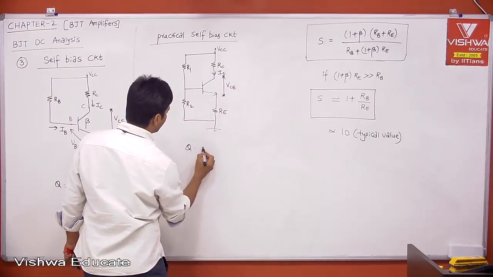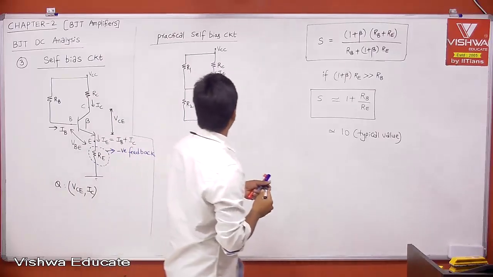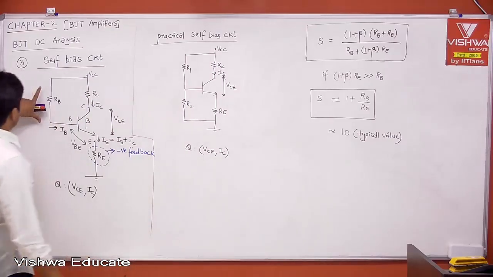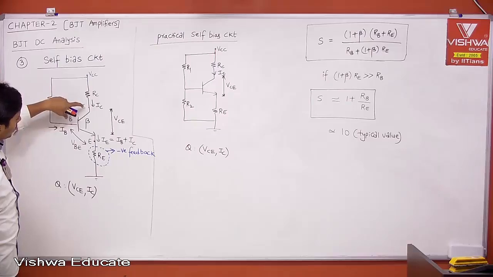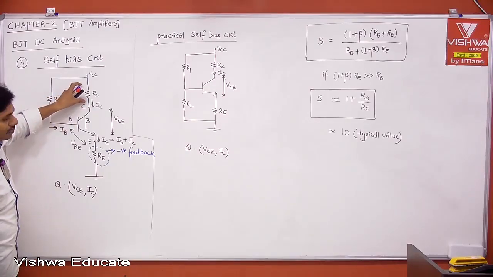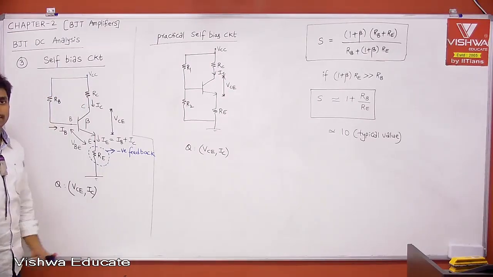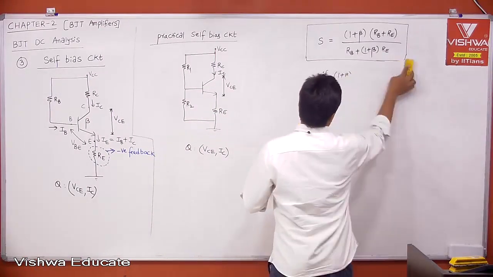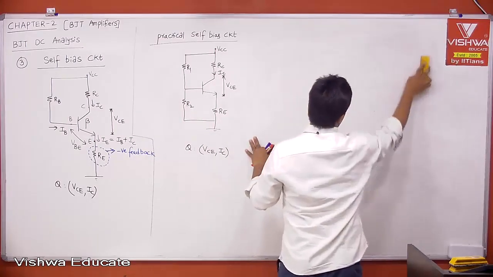This is your operating point, VCE, IC. This is the practical self bias circuit. Instead of using a single RB, where the voltage drop across RB is equal to the voltage drop across RC plus VCB, VCB should be positive, and the drop across RC is the other part. If you add these two, that is the drop across RB which we are expecting. I can say both are equivalently the same.